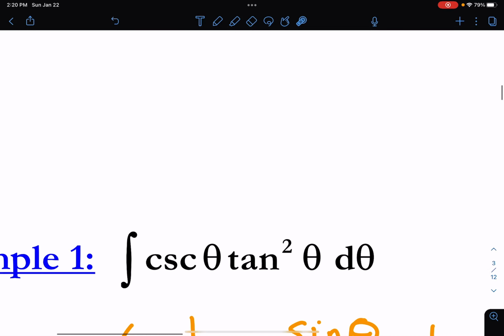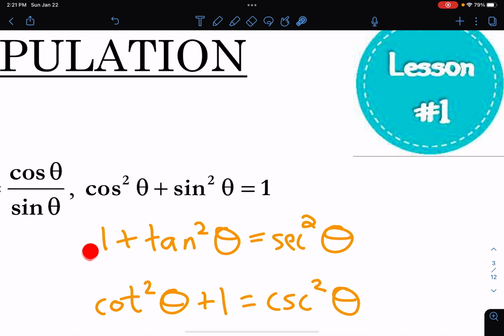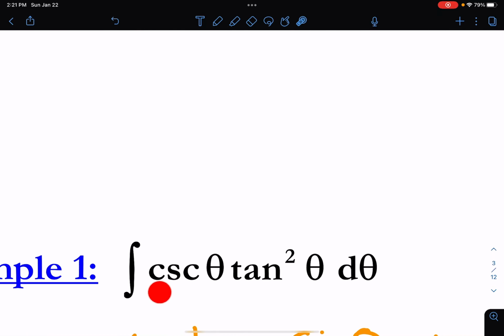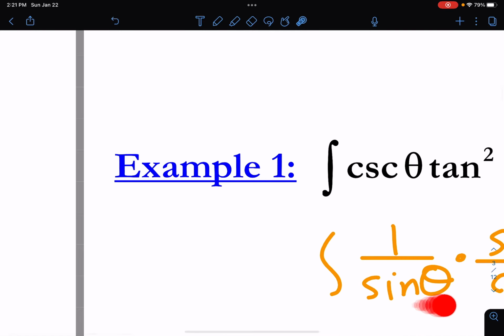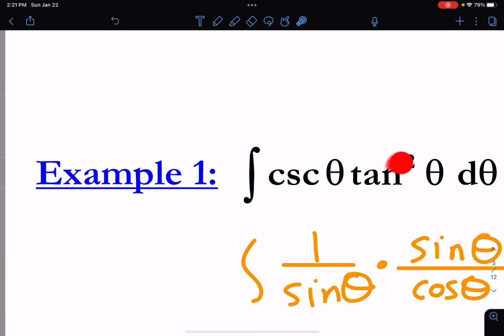Cosecant of theta times tangent of theta squared d theta. Looking at this, I don't really see an identity I can use right away. Tangent of theta squared, I could rewrite this identity: if I subtract the 1 over to the other side, I could substitute in secant of theta squared minus 1. However, whenever I have a reciprocal function, my initial instinct is always to try to write the reciprocal first. So, for example, cosecant of theta we know is 1 over sine theta, and tangent I know has a sine on top. So I have two of these tangents.